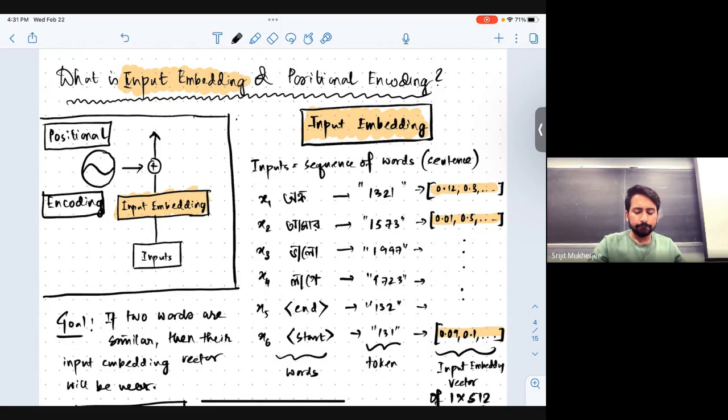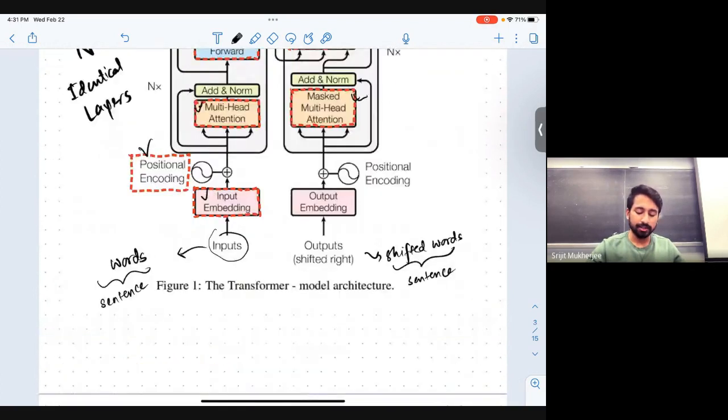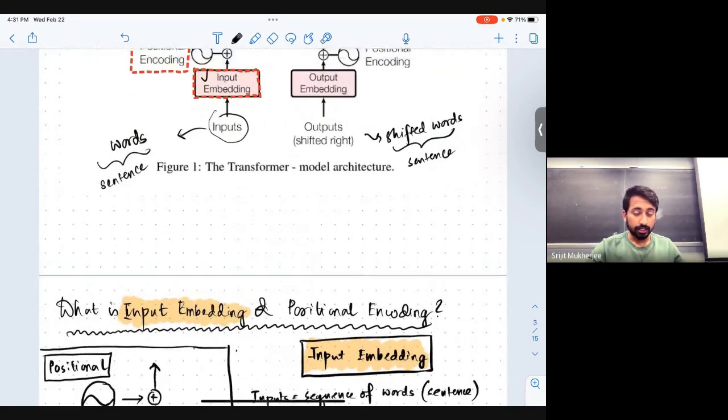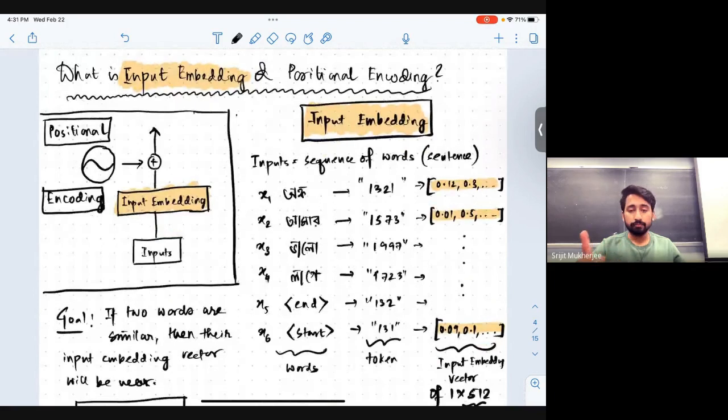So what is input embedding? There are two aspects here: input embedding and positional encoding. Let's understand what is input embedding. Let's say these are the words x1, x2, x3, x4, like "onko amar bhalo lage". Onko is the first word, amar is the second word, bhalo is the third word, and the fourth word is lage. And there are two other tokens I have mentioned, the end of the statement and the starting of the statement. There are other words you can also consider, like full stop and comma. You can also learn these things.